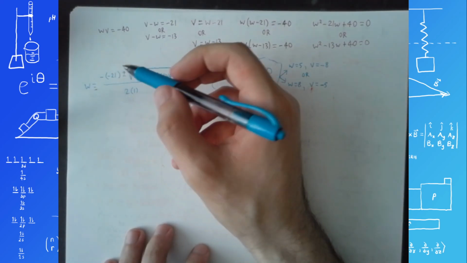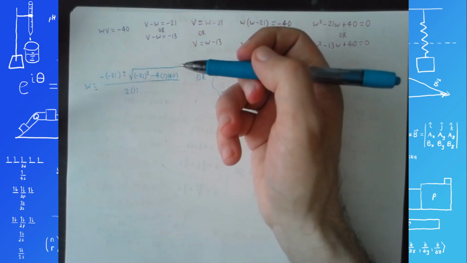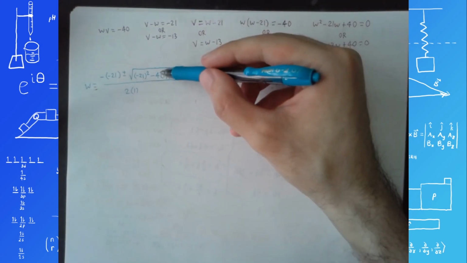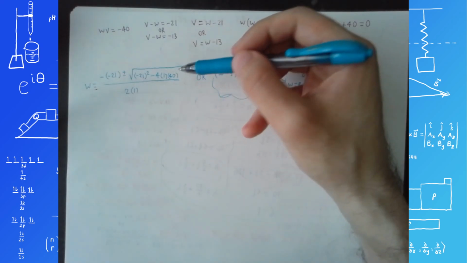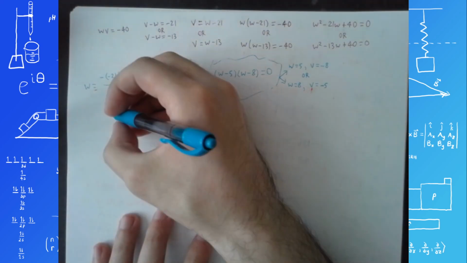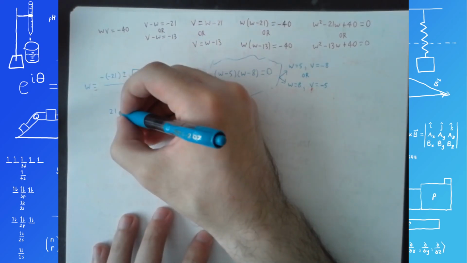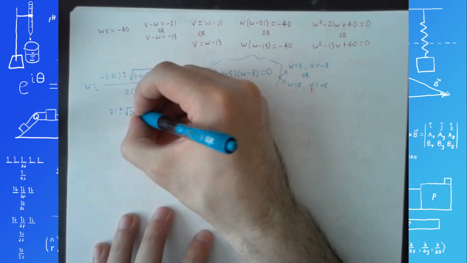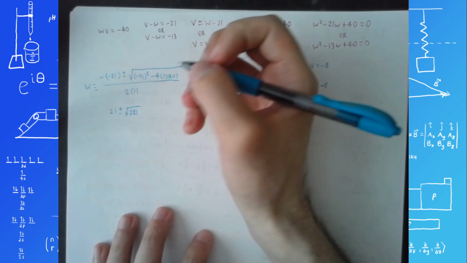Let's see. So 21 plus or minus, what's 21 squared? 441, I believe. Calculator check. Yep, 441. And then minus 160. So minus 160 is 281. And is that a perfect square? I don't think it is. Yeah, it's not. Okay, so that's 21 plus or minus the square root of 281 all over 2.